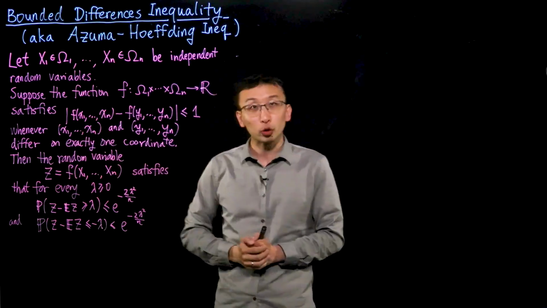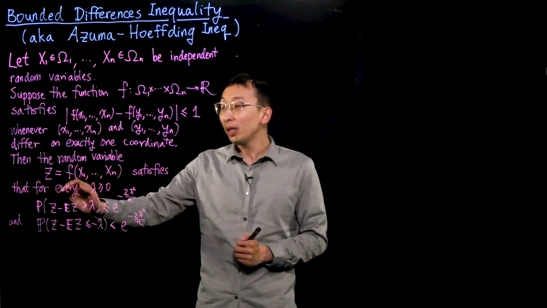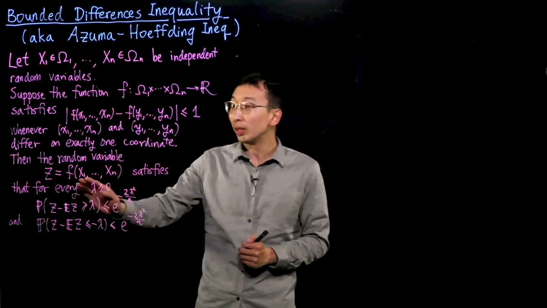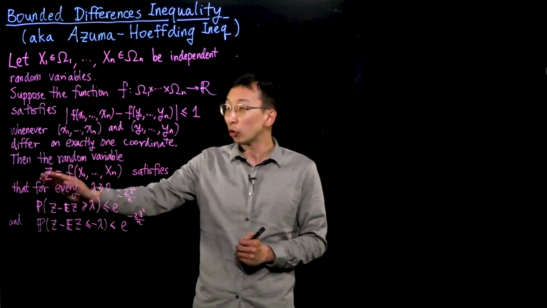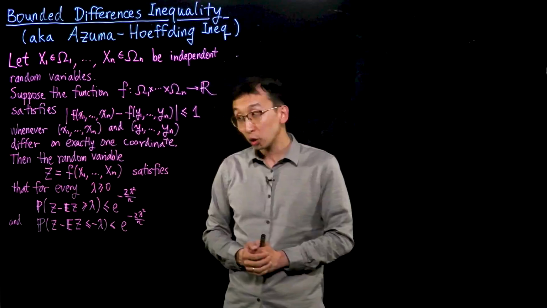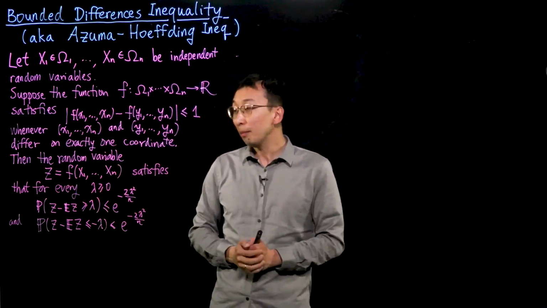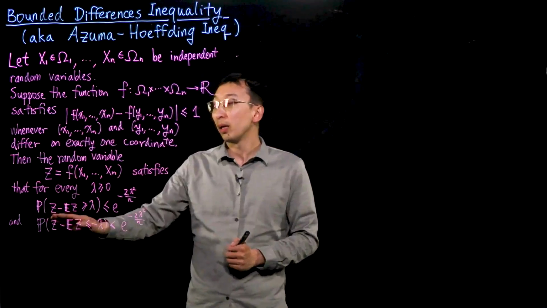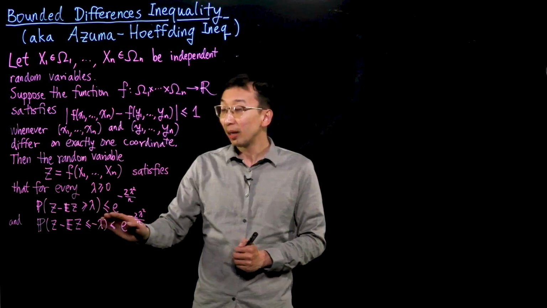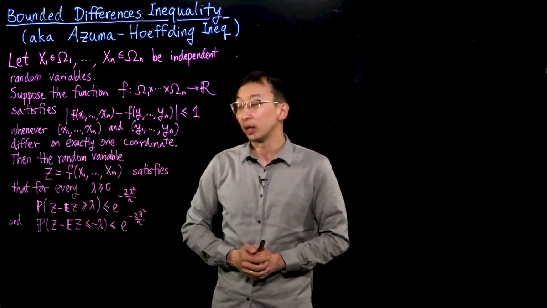Okay, so what is the conclusion of the theorem? It says that the random variable obtained by evaluating f on these independent random input coordinates, we call this output z, satisfies the following concentration inequality. For every non-negative real lambda, the probability that z exceeds its expectation by at least lambda is at most this quantity here, which goes down rapidly as lambda gets large.